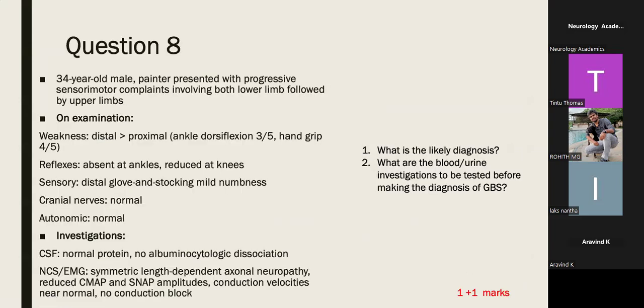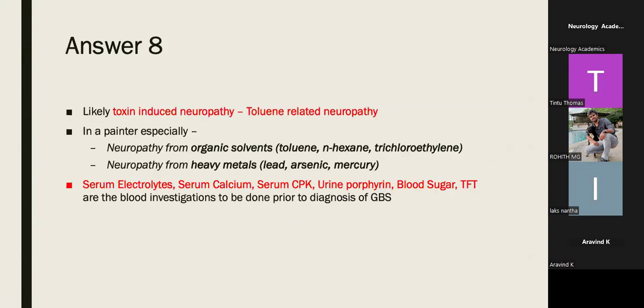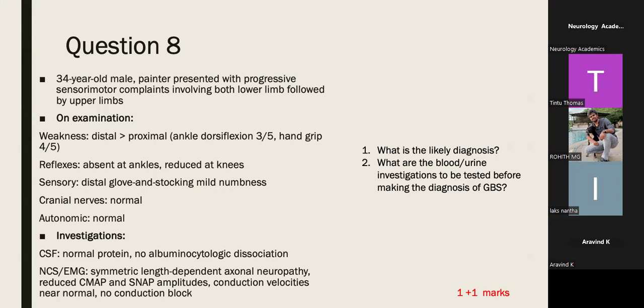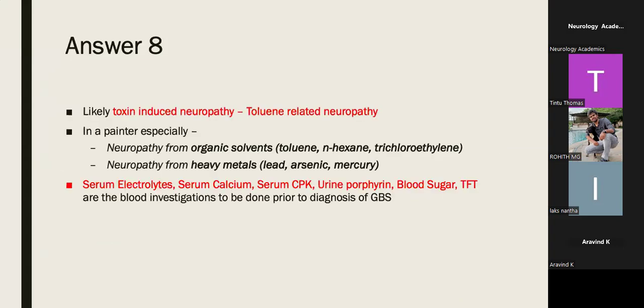The next question was again a clinical scenario where a 34-year-old man, a painter by occupation, presented with progressive sensory motor complaints involving both upper limbs and lower limbs, with examination showing distal more than proximal weakness and absent reflexes, and CSF showing normal protein, with the NCS showing CMAP reduction as well as SNAP reduction, with conduction velocities being near normal. There are usual mimics of neuropathy, or there can be an acute presentation in a toxin related neuropathy.